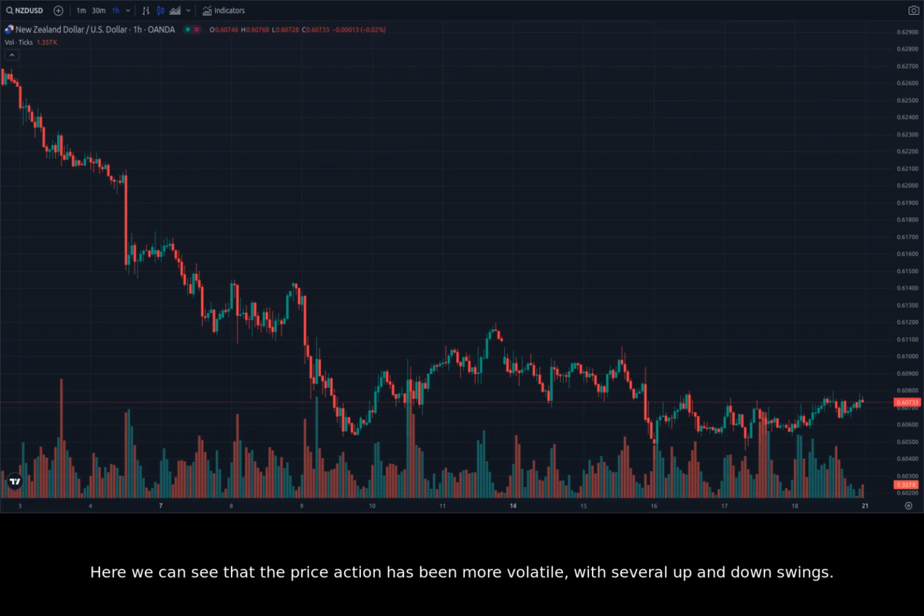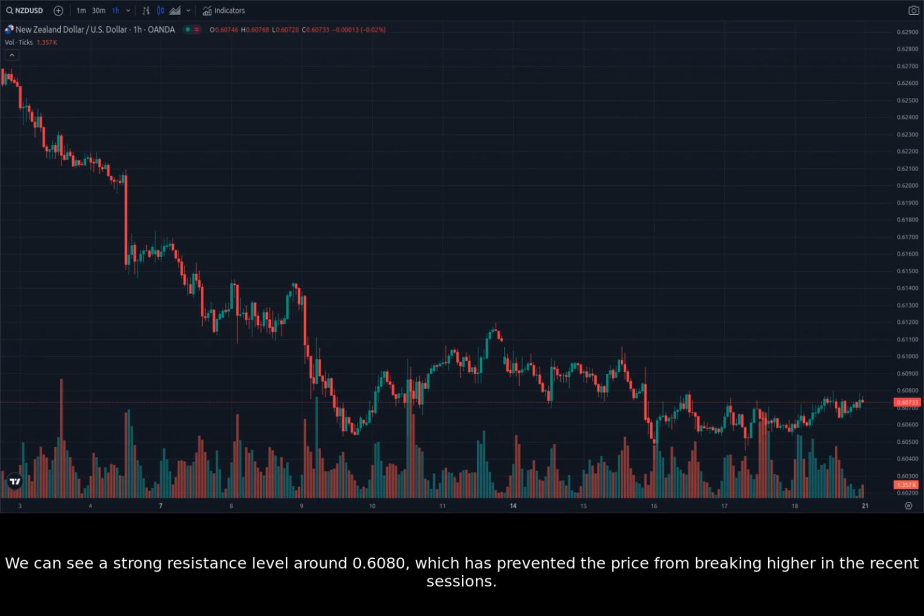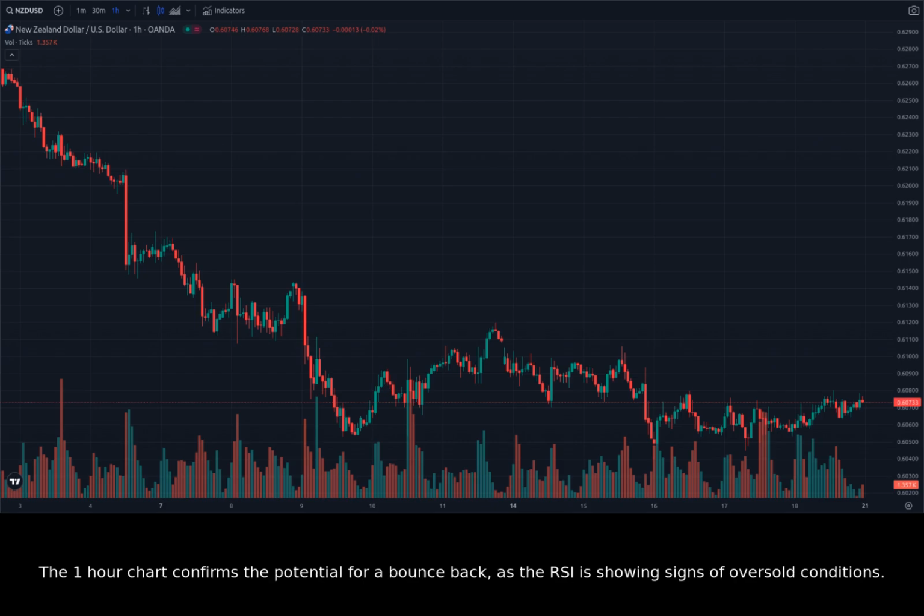Here we can see that the price action has been more volatile, with several up and down swings. However, the trend remains bearish as the price continues to trade below the 0.6000 level. We can see a strong resistance level around 0.6080, which has prevented the price from breaking higher in the recent sessions. The 1-hour chart confirms the potential for a bounce back, as the RSI is showing signs of oversold conditions.